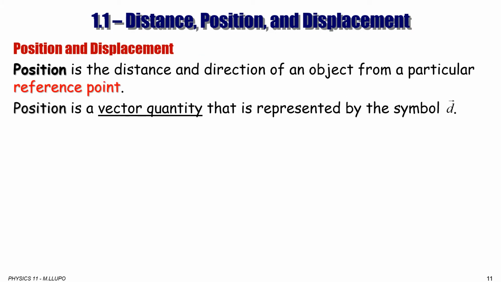We're going to learn about position and displacement. Position is the distance and direction of an object from a particular reference point. So position is like the location where the object is located. Position is a vector quantity because it has a magnitude and direction, and is represented by the symbol d, a lowercase d with a vector on top. Please do not confuse that with a lowercase d for distance.